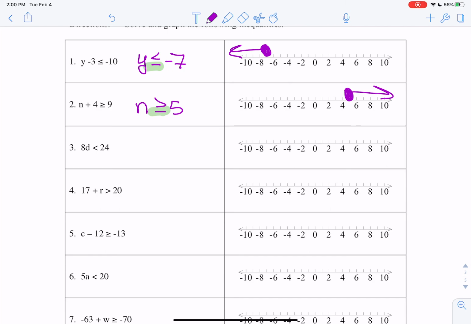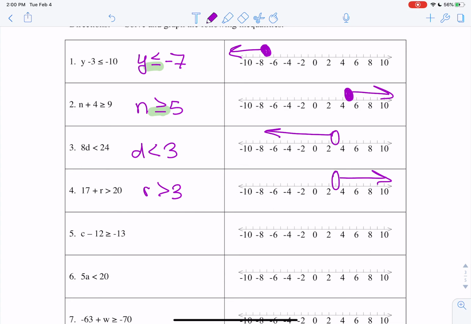For 3, you should have gotten d is less than 3. Put my bubble on 3. There is no equal sign, so the bubble stays open. D is all the numbers smaller, so my arrow is going to go to the left. For number 4, you should have gotten r is greater than 3. Put my bubble on 3. There's no equal sign, the bubble stays open. R is greater than 3, so my arrow is going to point to the right.